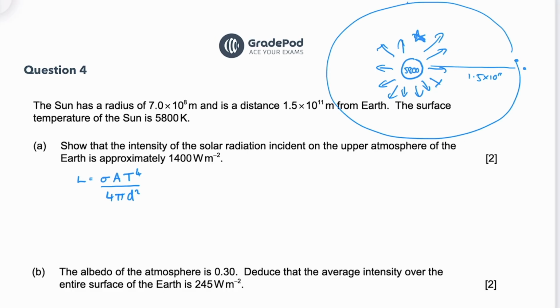And I think we have everything we need there. Oh, actually, no, we haven't got the area here, and that's the surface area of the Sun, and the surface area of the Sun is 4 pi r squared. So let's change this equation.